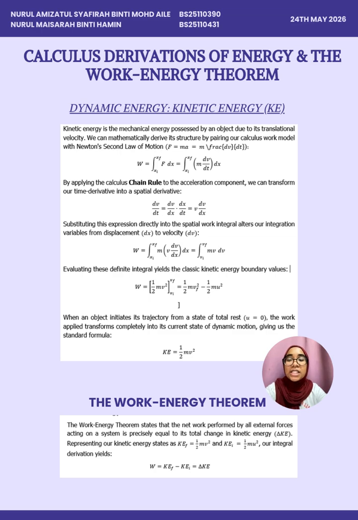Now on slide 2, we can see how this leads to the work energy theorem. Kinetic energy is just the energy an object has when it's moving. If we take Newton's formula, F equals ma, and swap the acceleration part using the chain rule, we can rewrite our work integral in terms of velocity. When we solve this integral, we get a simple equation which proves the work energy theorem, where the total work done on an object is equal to how much its kinetic energy changed.